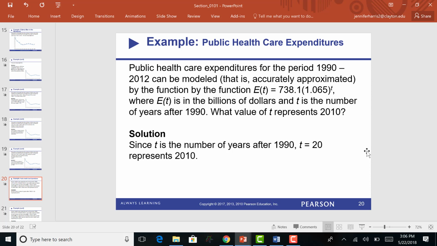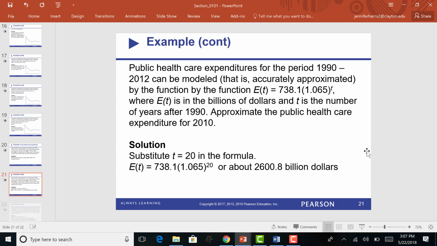So somebody tell me, you're going to have E of what? E of 20 equals, somebody put that in the calculator. 738.1 times 1.065 raised to the 20th power. Somebody tell me what that is on the calculator. And let's look at the next slide.